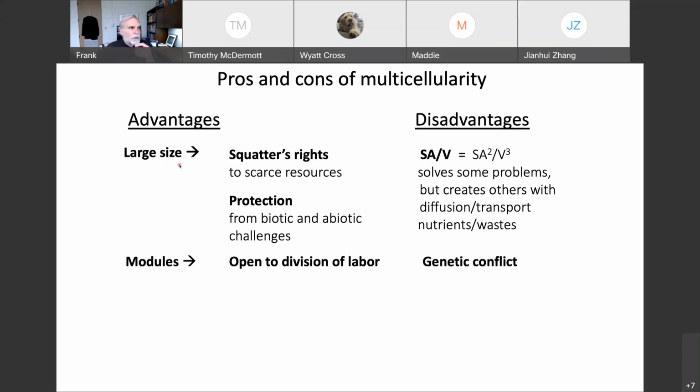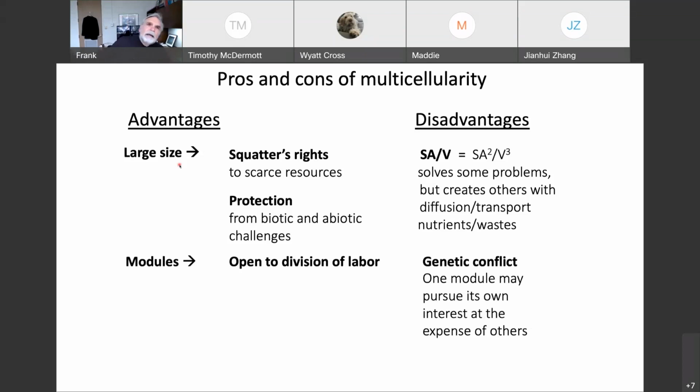Another disadvantage to being multicellular is something that I'll call genetic conflict. Now, this arises when one module pursues its own interest at the expense of others. And you might think, well, this doesn't make any sense. Well, maybe it doesn't. But in fact, somatic mutations can produce this. And I would put it to you that cancer is an excellent example of genetic conflict in our own bodies, where we really have cells that de-differentiate and take off on their own evolutionary trajectory, often, ultimately, at the expense of the whole organism.